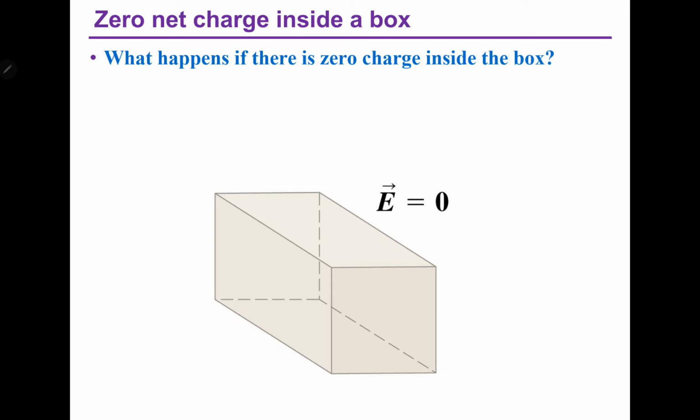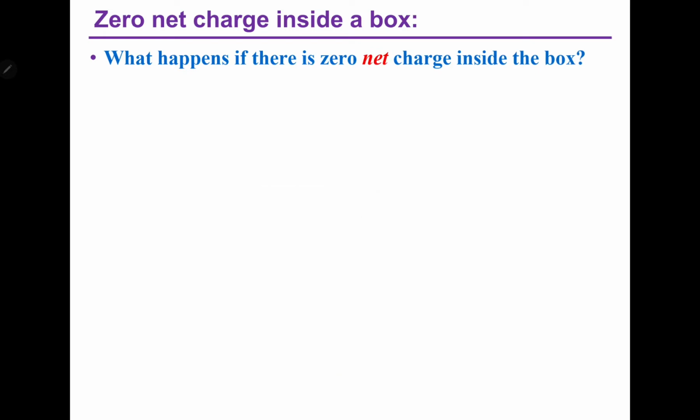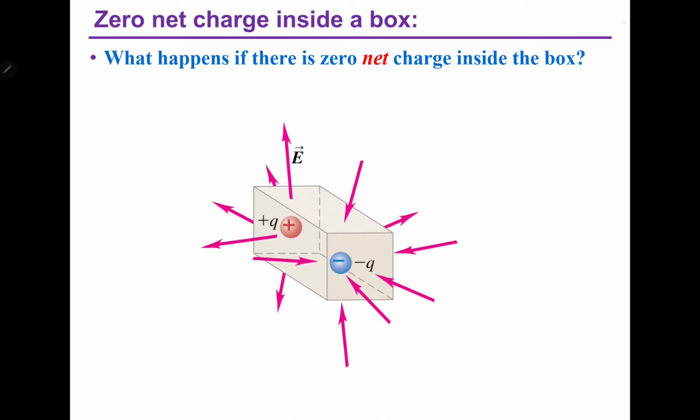Okay, let us see another case in which there is net charge. Remember, the net charge is important. Here you can see net charge. In this case, net charge is 0. However, we have charge inside. Net charge in this box is 0. That means, let's say this is plus q. Let us suppose this is just one proton and this is one electron, right?